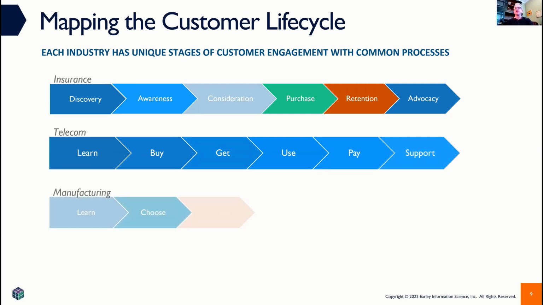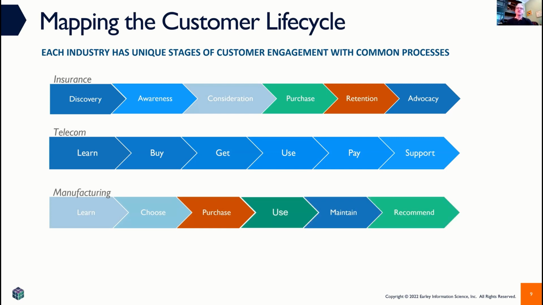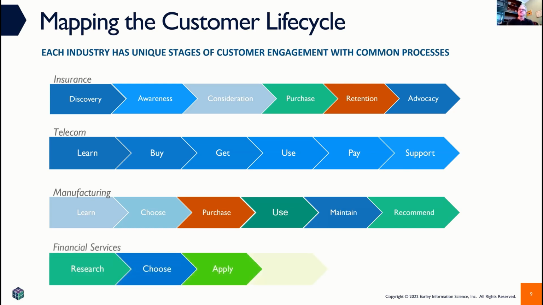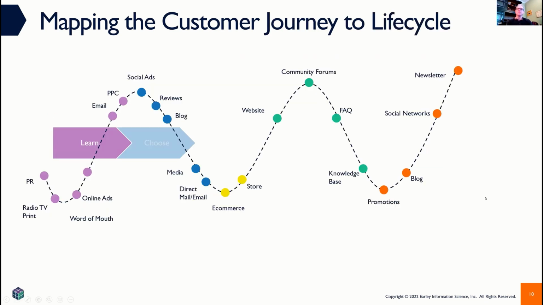In insurance, it's discovery, awareness, consideration, purchase, retention, advocacy. In telecom, learn, buy, get, use, pay, support. Manufacturing, learn, choose, purchase, use, maintain, recommend. And then financial services, research, choose, apply, process, close, and service. So as I say, these are dependent upon the industry and even can vary depending upon the organization.